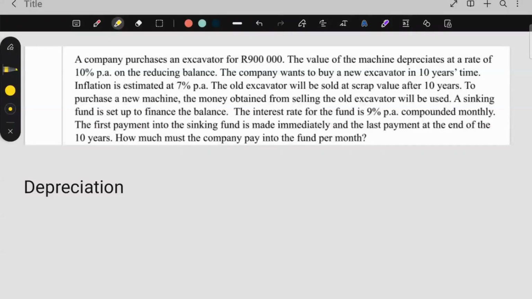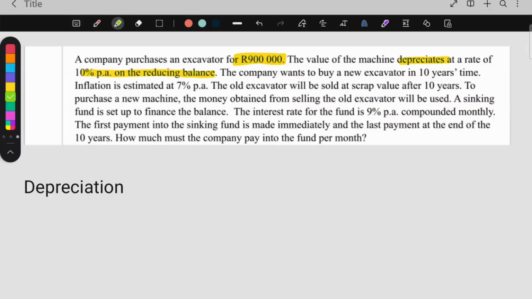Let's do an example on sinking funds today. Our example says a company purchases an excavator for 900,000 Rand. So the company has an excavator for 900,000. The value of the machine depreciates at a rate of 10% per annum on the reducing balance method. Okay, so depreciation is 10% per annum, and that's the method.